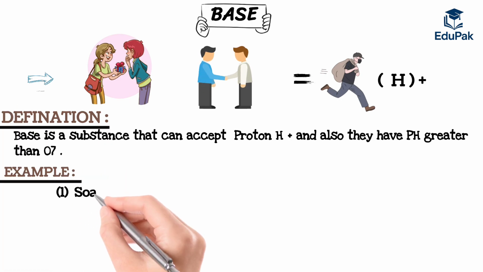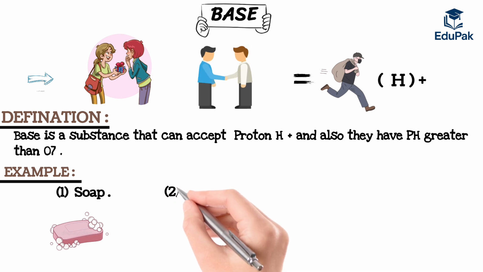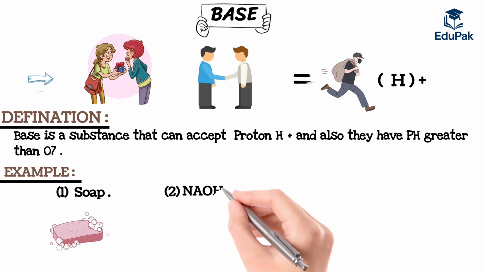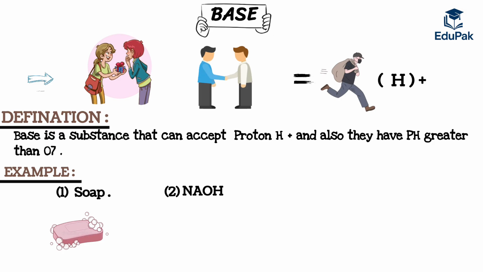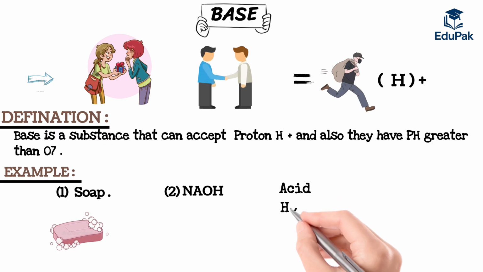Practical examples. Example number 1, soap. Every time you wash your hands, you're literally using a base. That's why soap feels slippery, because bases love being extra smooth. Example number 2, sodium hydroxide, NaOH. NaOH is a strong base. It's used in drain cleaners. So yes, when your kitchen sink is clogged, guess who becomes the superhero? A base.